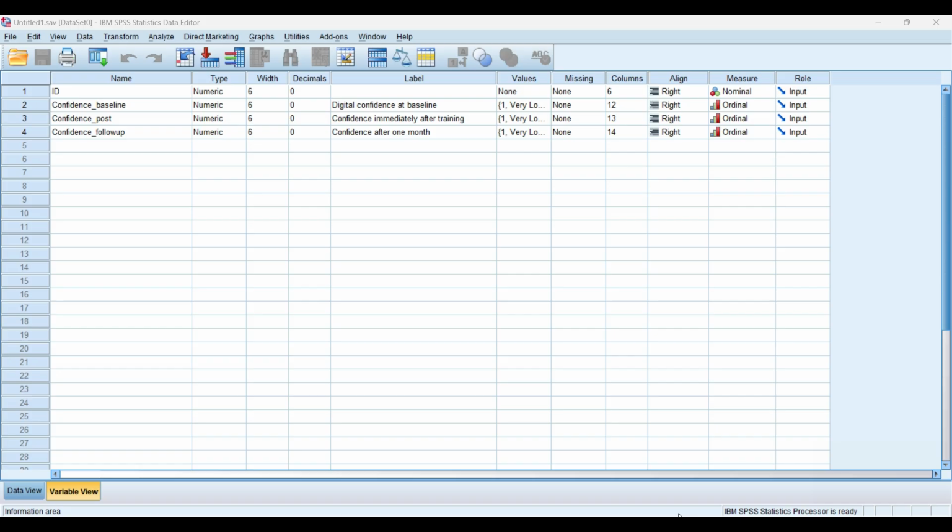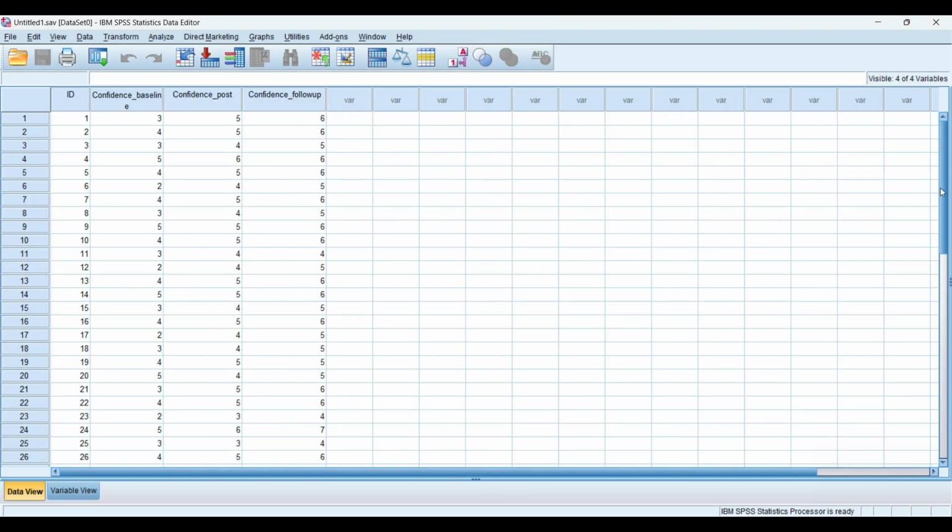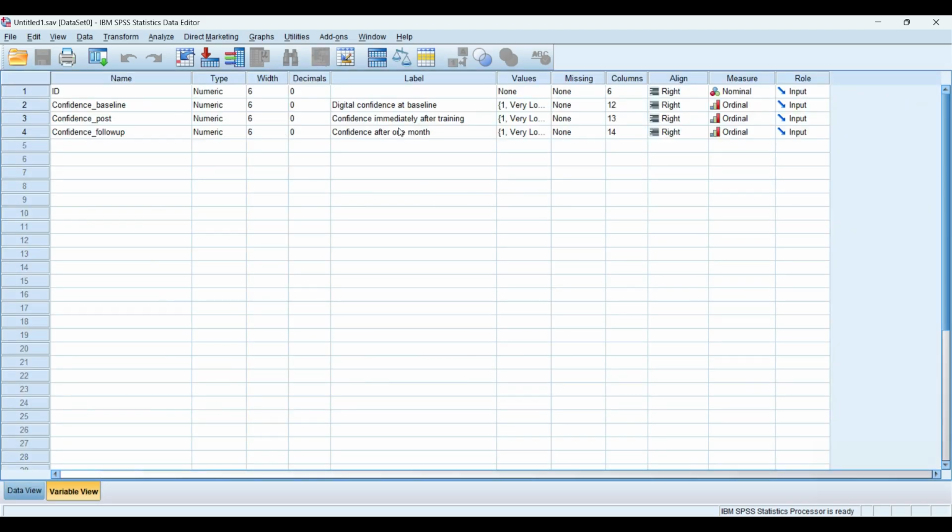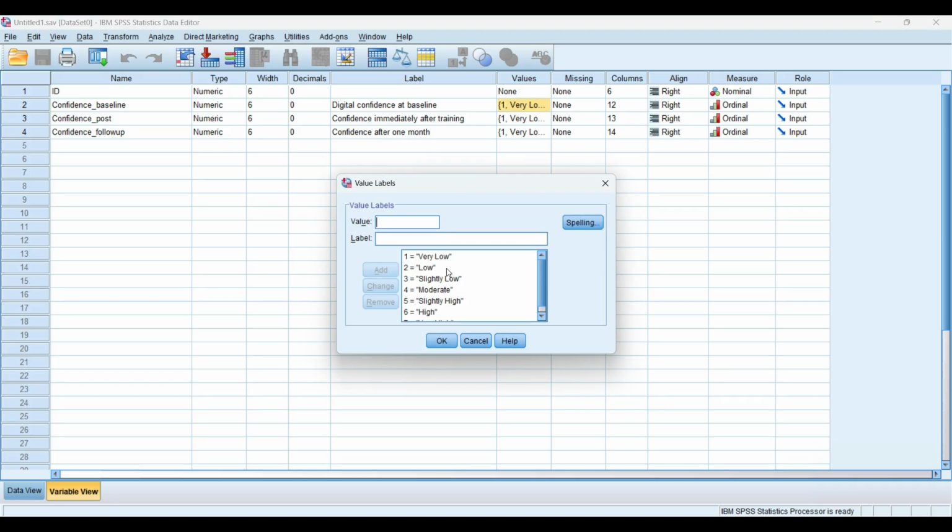So we have an example data set. We have 30 employees, and we will check the digital confidence of employees at baseline, immediately after training, and confidence after 1 month. We measure it on ordinal scales 1 to 7: 1 equals very low, 2 equals low, then slightly low, moderate, slightly high, high, and very high.